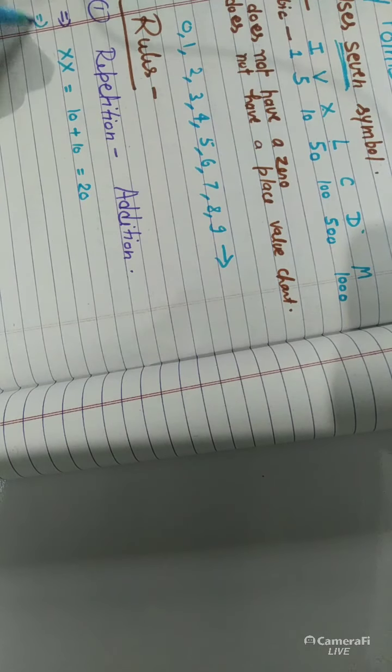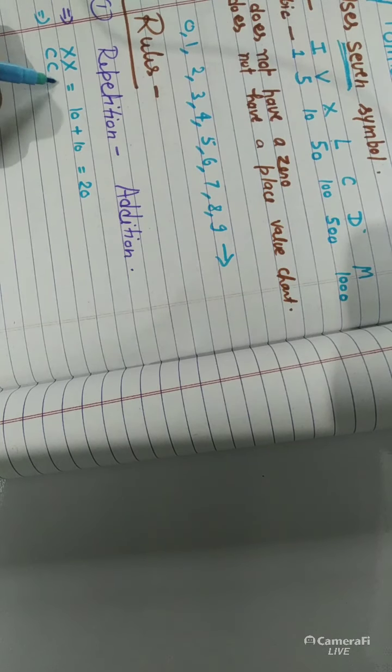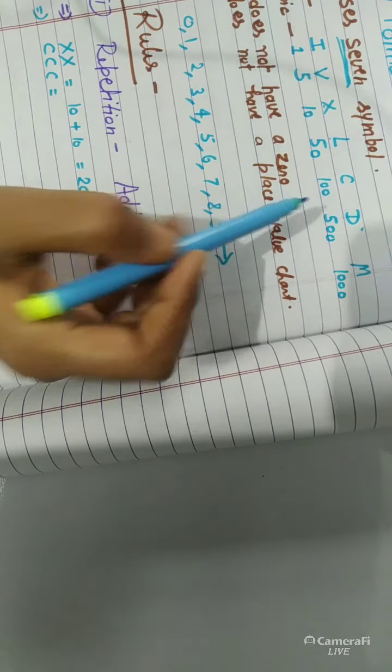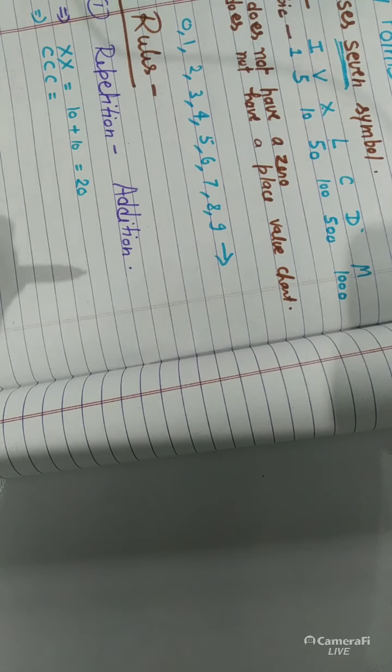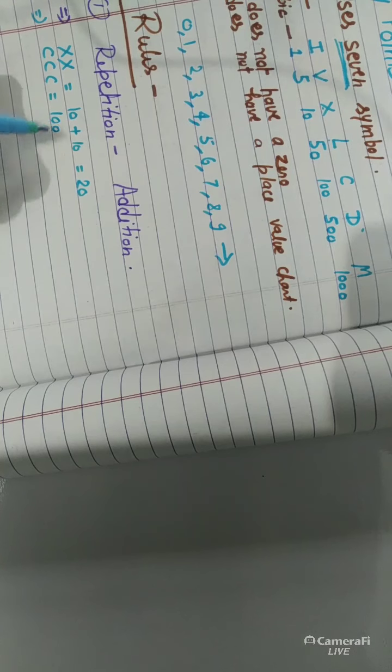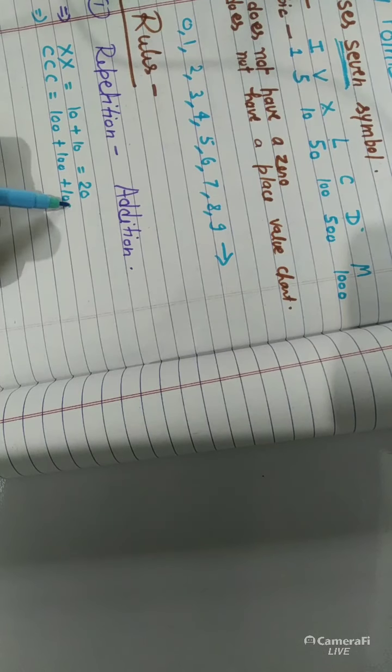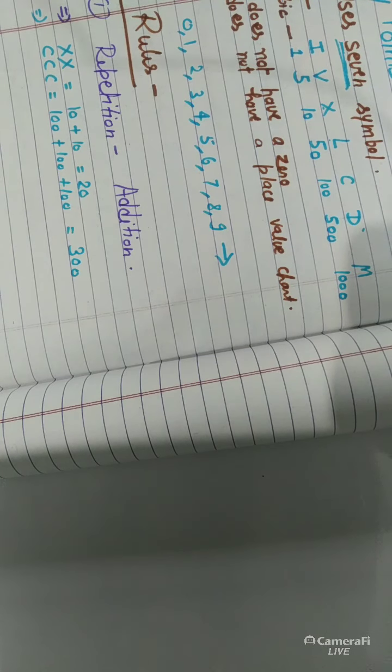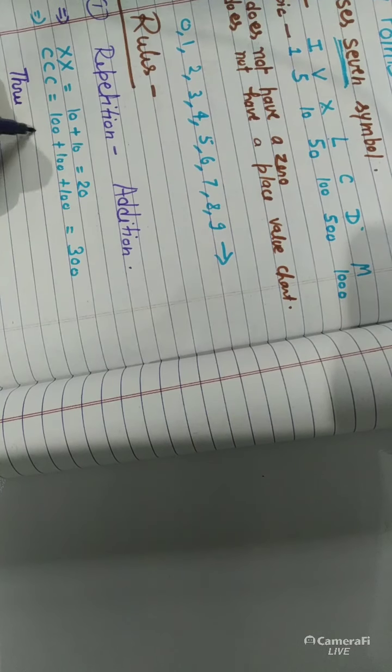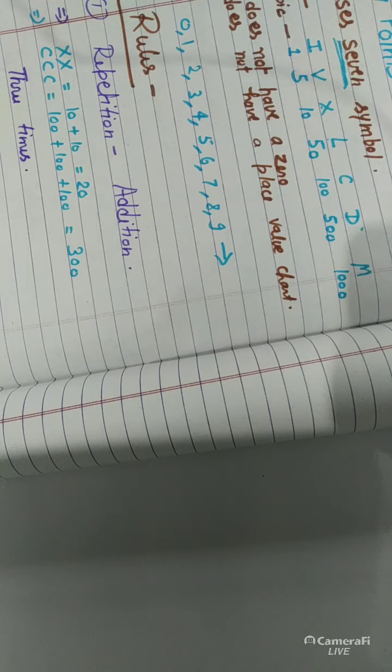Very easy. Again, if you have C, C, C. So C is the symbol of 100, and you are repeating it 3 times, means you will add it 3 times. That is 100 plus 100 plus 100 is equal to 300. Very simple. So children, here is a restriction also. You can repeat any Roman numeral only 3 times. For further repetition, or if you have other rules, you can't repeat after 3 times.